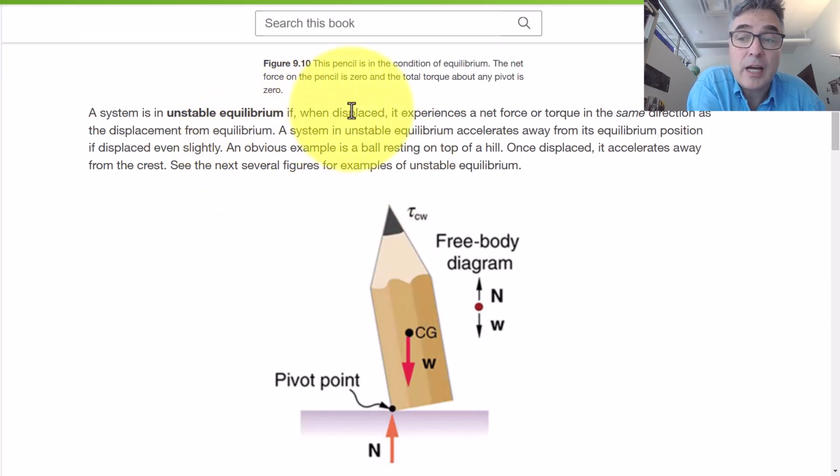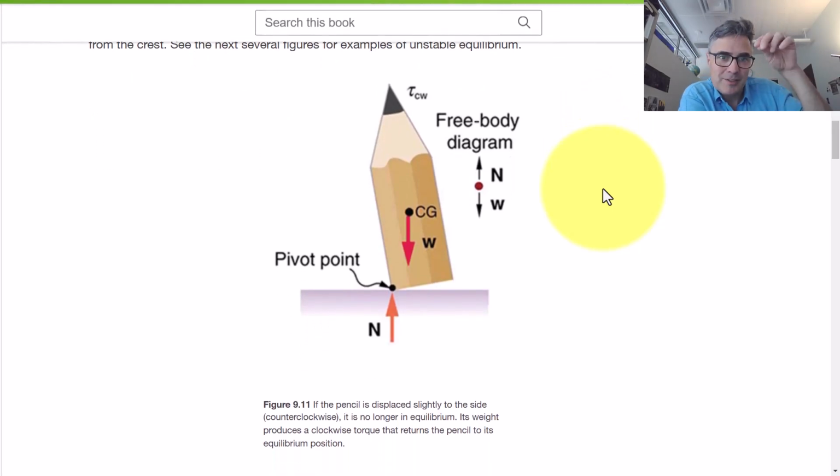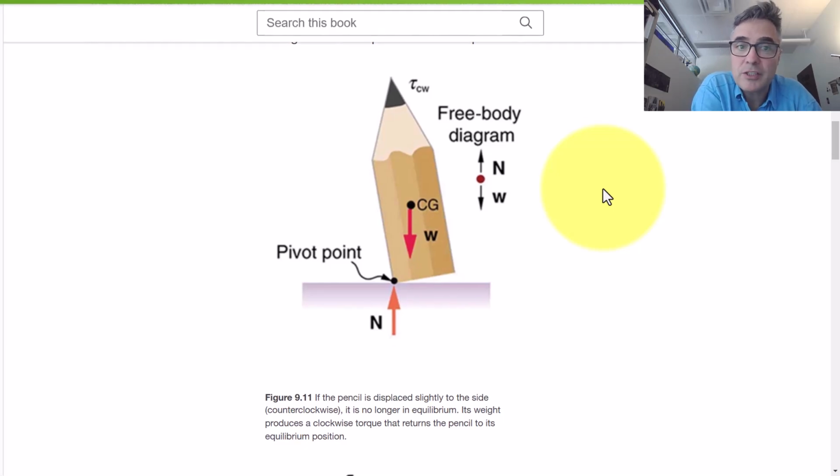A system is in unstable equilibrium if, when it's displaced or bumped, it experiences a net force or torque in the same direction as the displacement from equilibrium. For example, that same marble on the inverted bowl, so it's sitting on the top of a hill. You give it a little bump, well, it's going to accelerate away from its equilibrium situation. If you don't bump it, it can stay there, but as soon as you give it a bump, it just accelerates away.